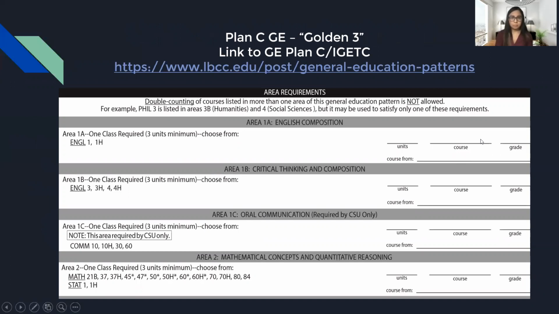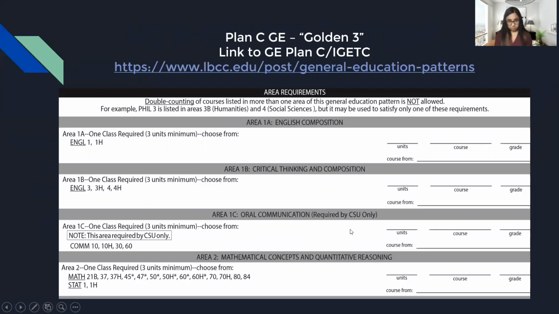So now, as we move on to the next slide, I'll give you more information as to where these classes are coming from. So this page that you see here is an example of Plan C, again, also called IGETC. And as you can see here, it looks very similar to Plan C. We can see that it says Area 1A, English Composition, Area 1B, Critical Thinking and Composition, and Area 2, Mathematical Concepts and Quantitative Reasoning. As you can see, I skipped Area 1C because it says that it's only required by CSUs only.